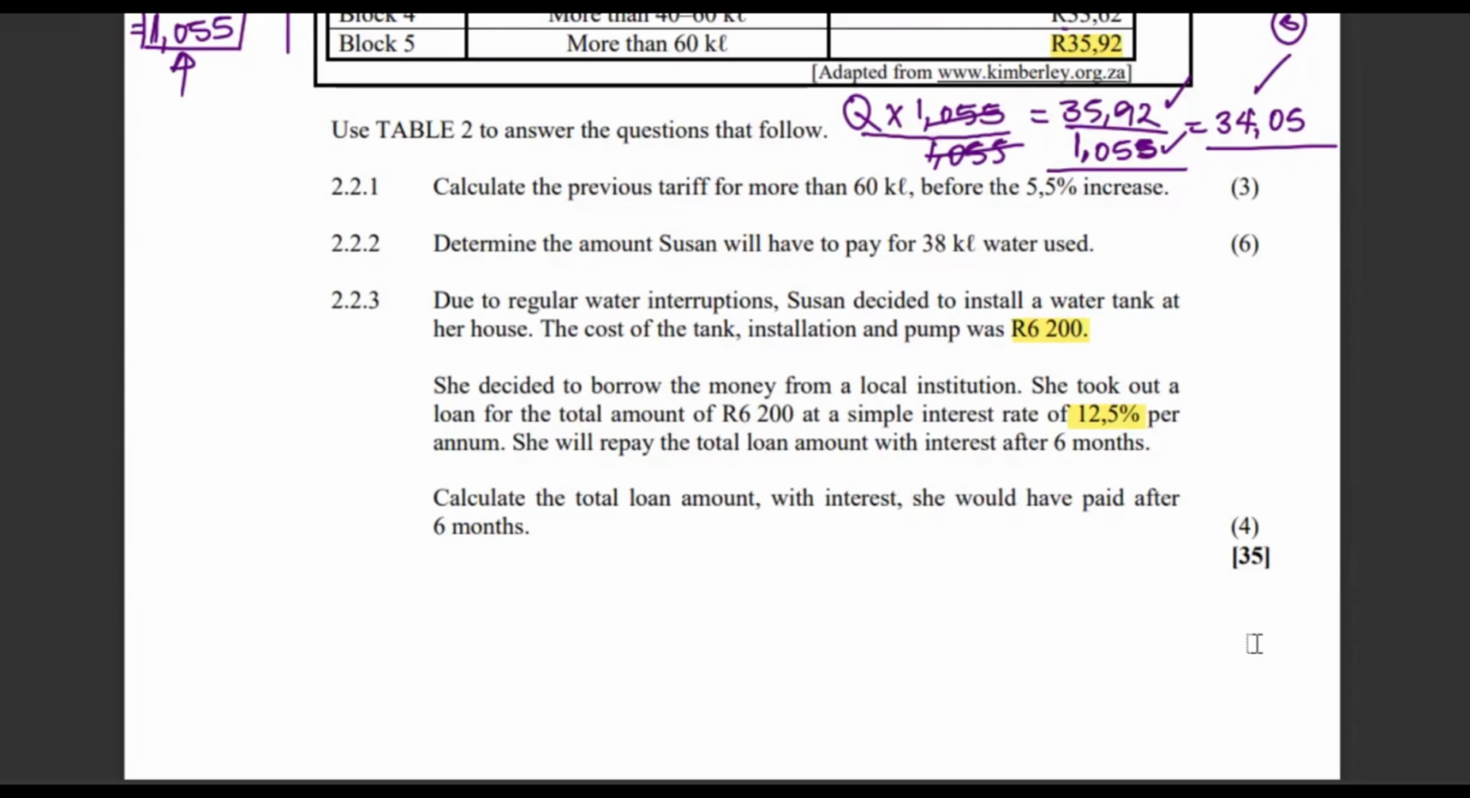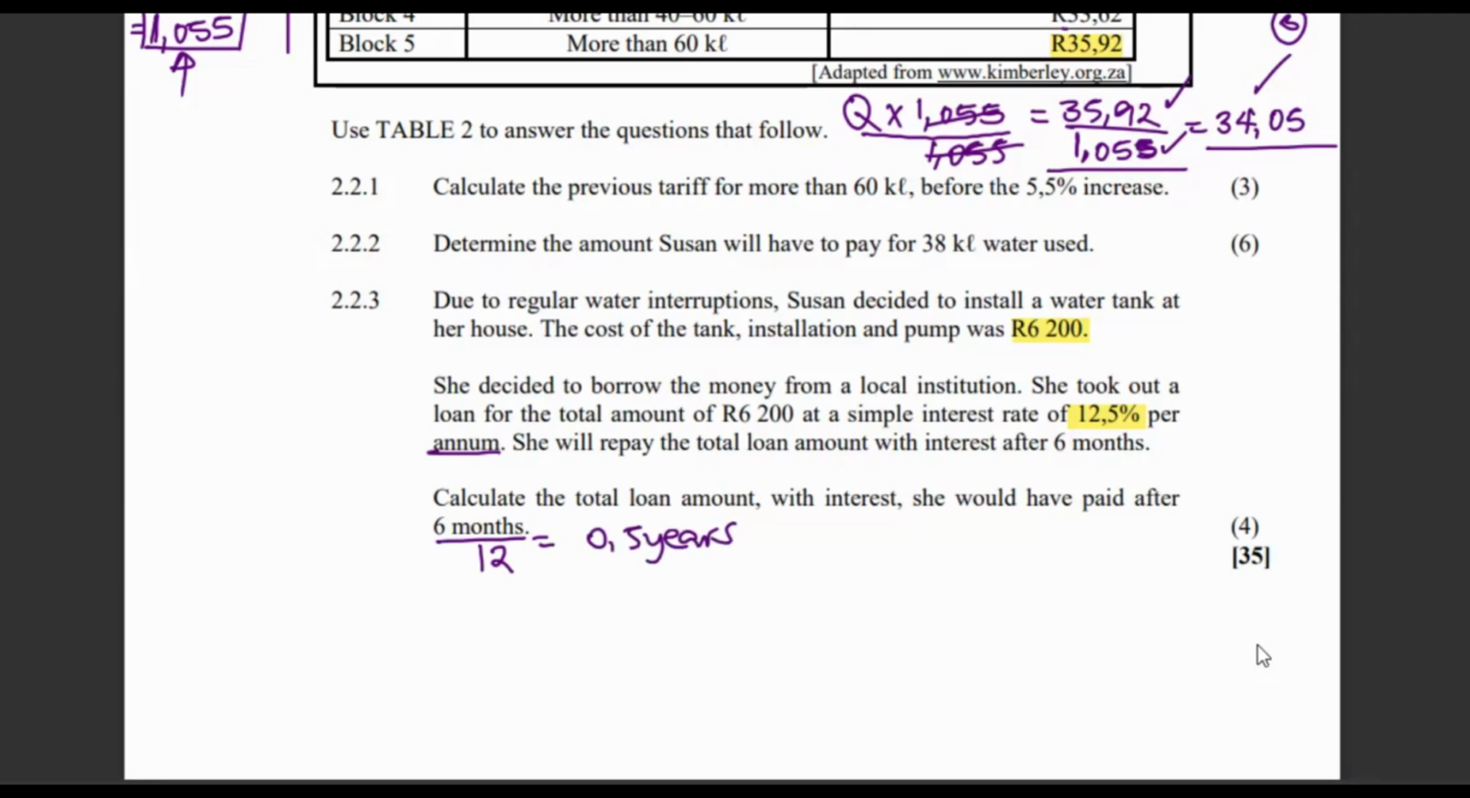She will repay the total loan amount with interest after 6 months. It's called simple interest. They're saying calculate the total loan amount with interest she would have paid after 6 months. Now, these are 6 months. The interest is per annum. So 6 months, we shall divide by 12 to make them years, which is 0.5 years.